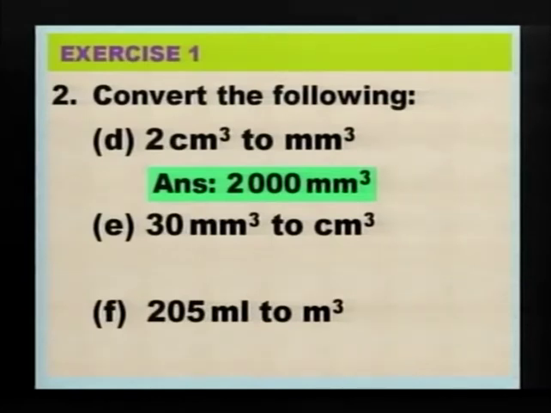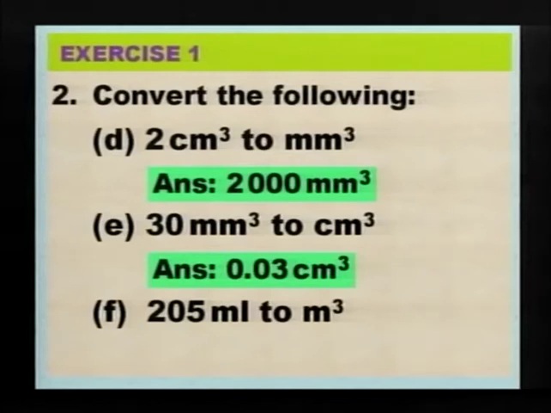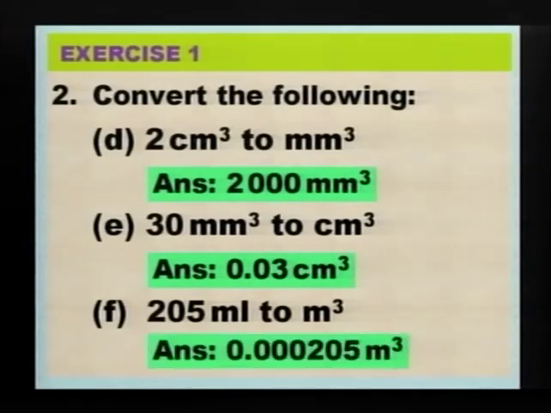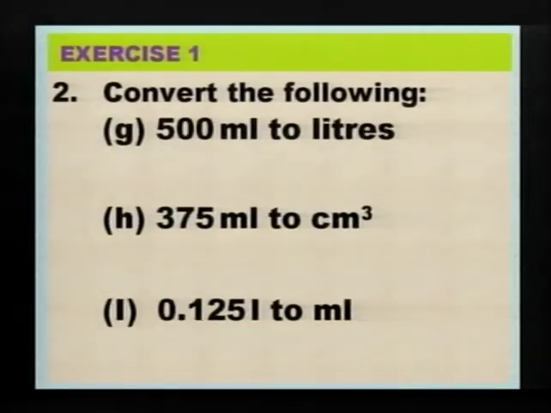2D, we did. Yours is 2E. 0.03 cubic centimeters. Yes, correct. Letter F. Velma. 0.000205 cubic meters. Okay, hopefully I've got that. Yes, 0.000205 cubic meters. Any questions so far? No? Good, you're all experts.